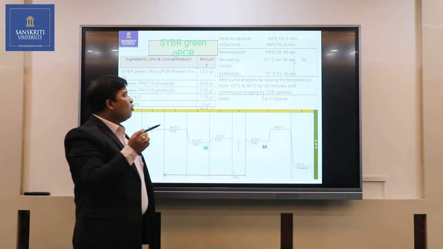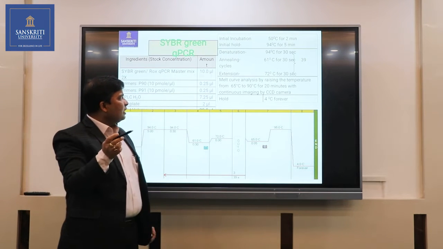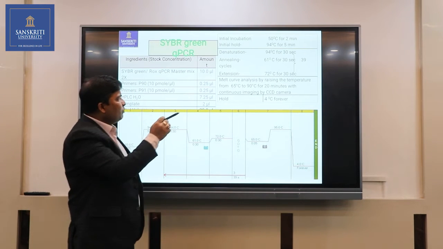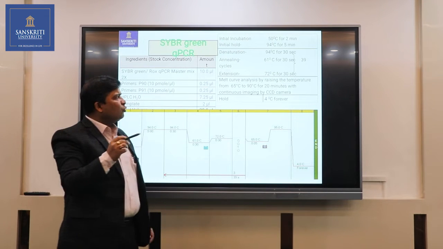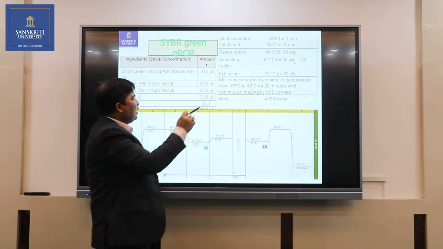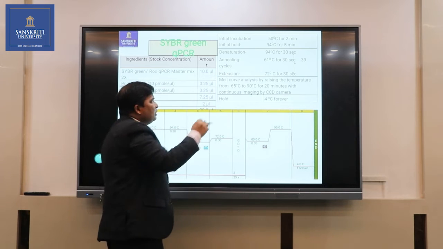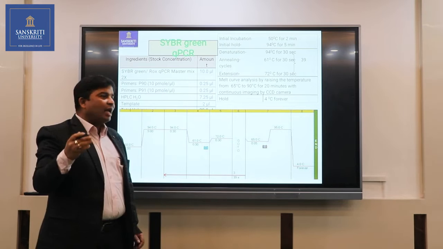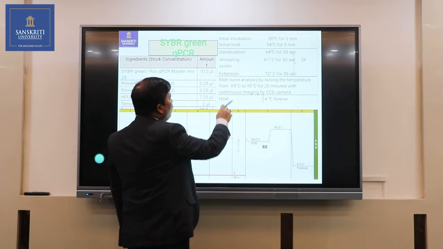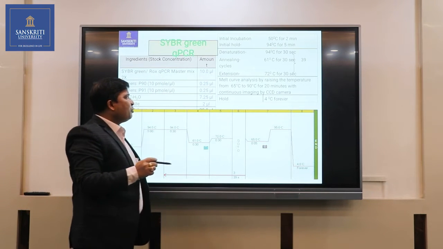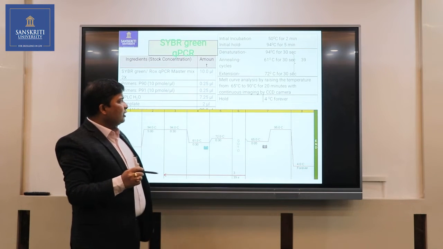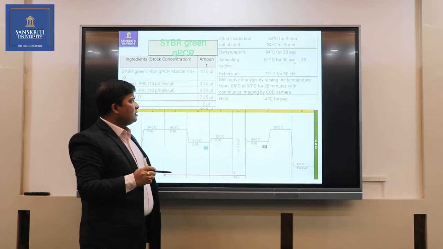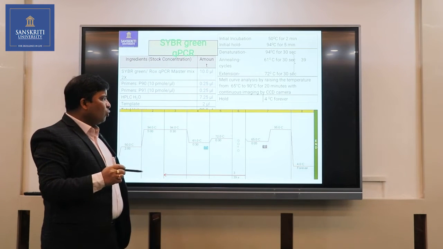Here we go for 94 degrees Celsius for 30 seconds. Then 61 degrees Celsius for 30 seconds. Then extension at 72 degrees Celsius for 30 seconds. These are the main cycles of the real-time PCR, and we repeat this cycle for 39 cycles. Then we go for melt curve analysis by raising the temperature from 65 to 90 degrees Celsius for 20 minutes with continuous imaging by CCD camera, and then we go for hold.